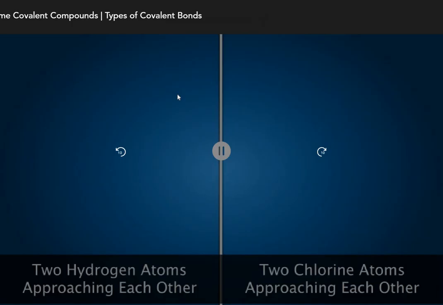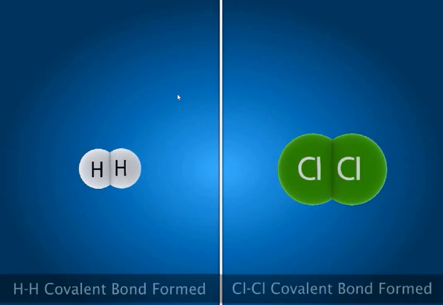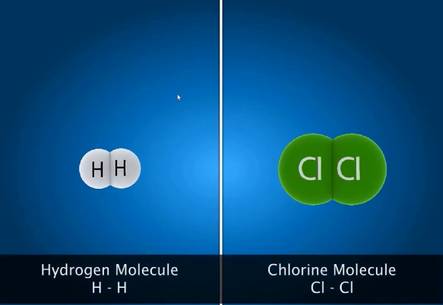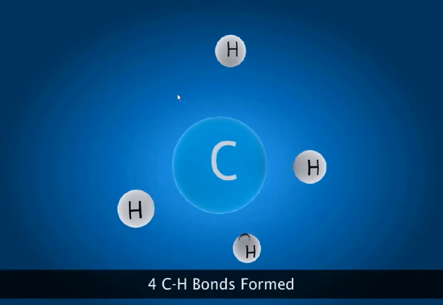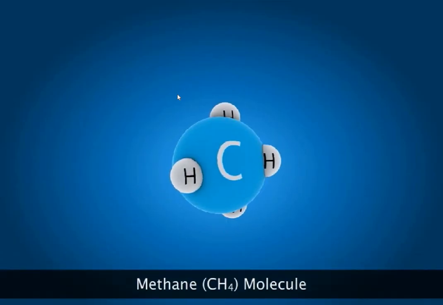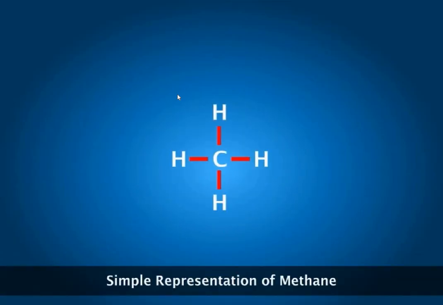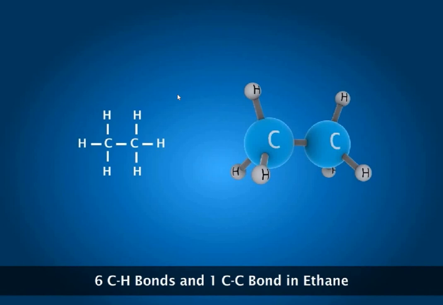A covalent bond can be formed between the atoms of the same element. Examples: hydrogen and chlorine. It can also be formed between the atoms of different elements. For example, methane has 4 covalent bonds between carbon and hydrogen atoms. Some compounds have single covalent bonds, as they combine similar and dissimilar atoms. For example, there are 6 C-H bonds and 1 C-C bond in ethane.